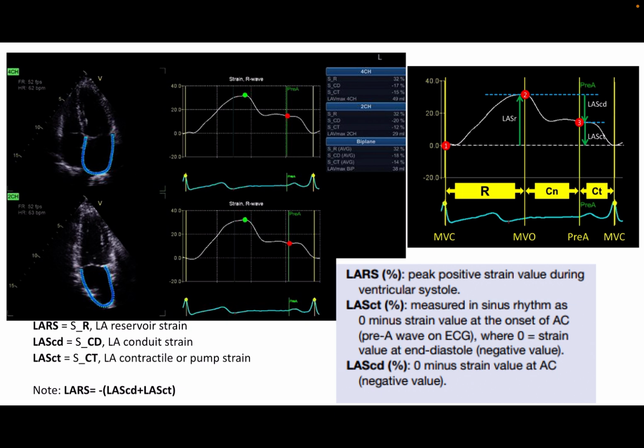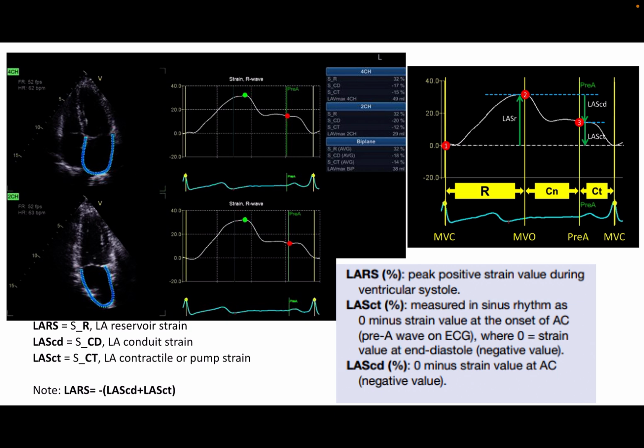When LV filling pressures are chronically elevated, the LA is chronically stretched. Like any muscle, under chronic stress, it remodels, it becomes less compliant, its strain decreases, its reserve function deteriorates. LARS less than 18% is the threshold for elevated left atrial pressure in the 2025 guidelines.